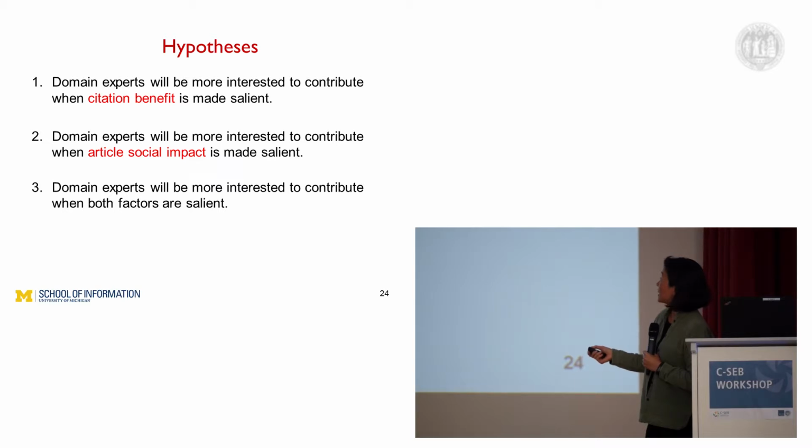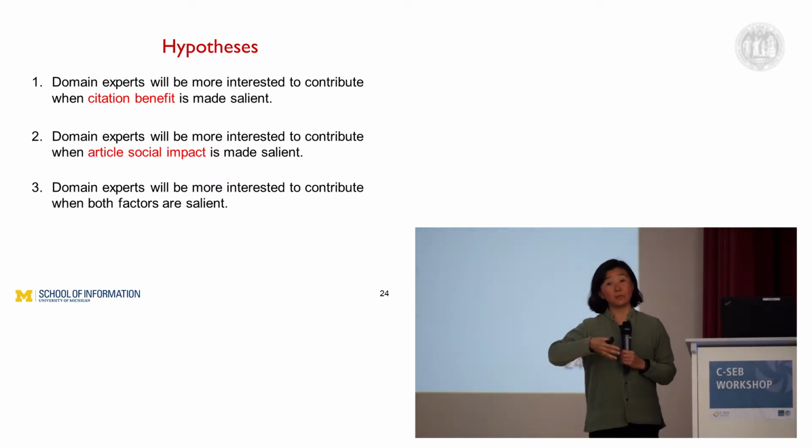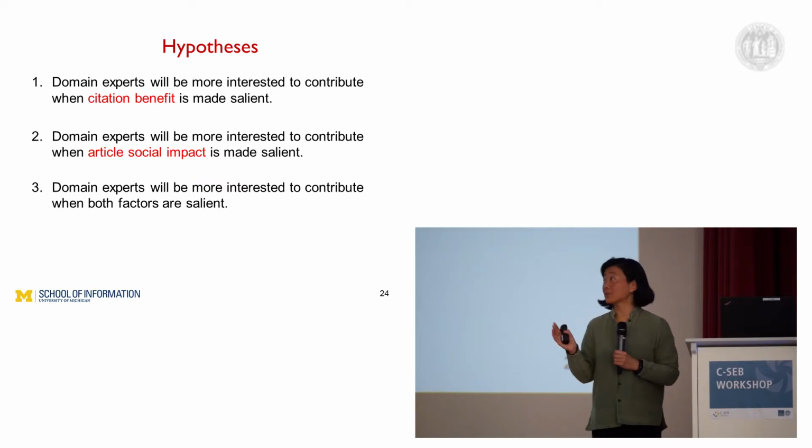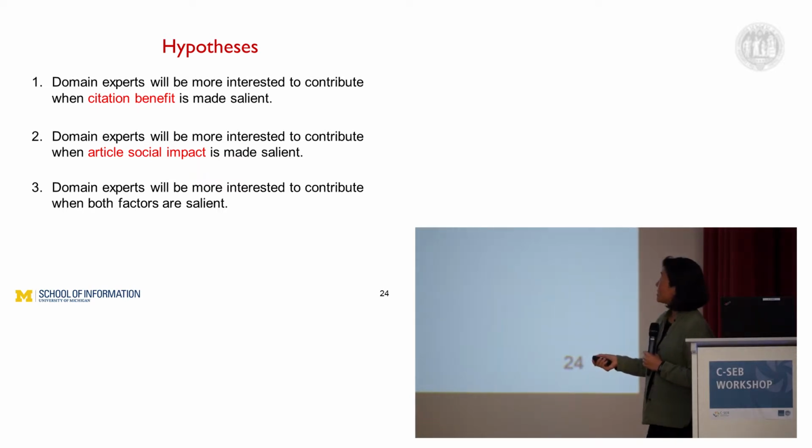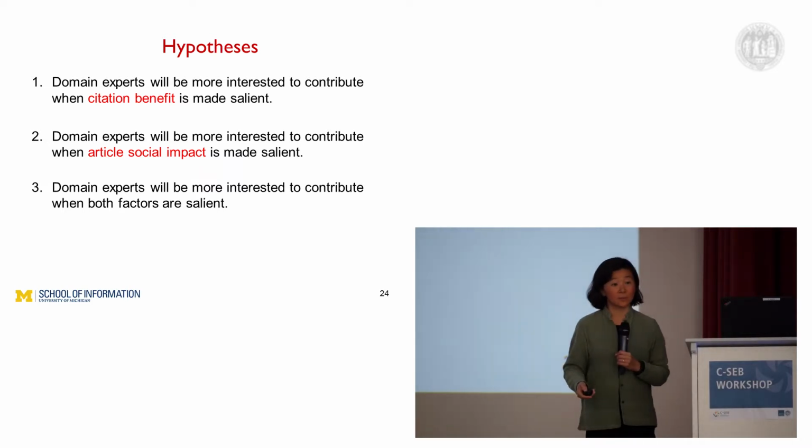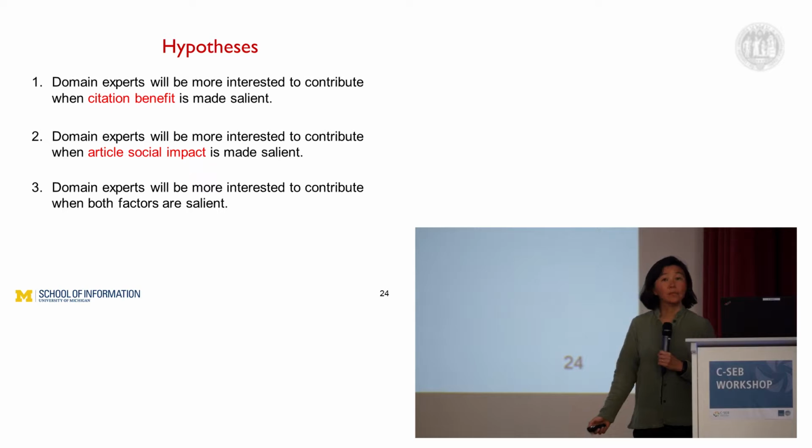The second one says that they'll be more interested in contributing when article social impact is made salient. That's from the empirical results from the Chinese Wikipedia and Jim Andreoni's previous work. And the third one says they'll be more interested in contributing when both factors are salient, and in particular, the effect should dominate the previous two. Okay. One question on the first.